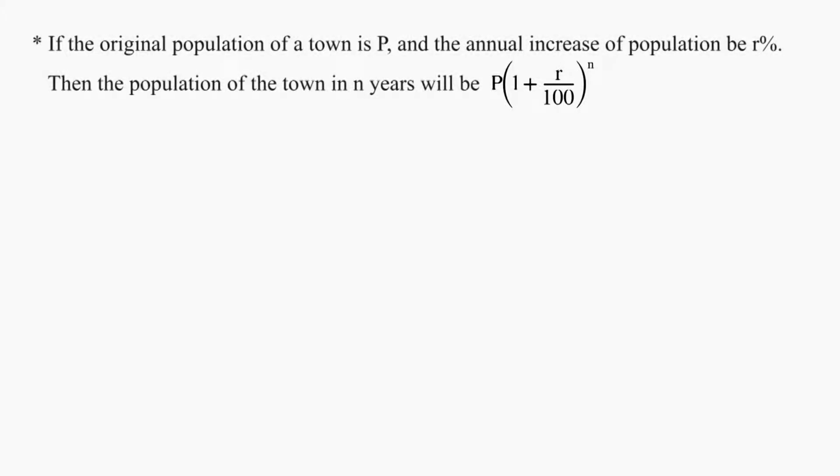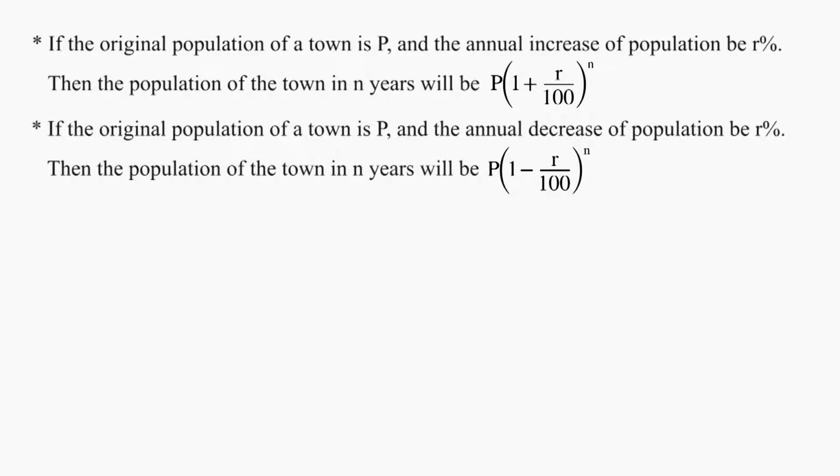If the original population of a town is P, and the annual increase of population be R%, then the population of the town in n years will be P into 1 plus R by 100 to the power of n. Alternatively, if the decrease of population be R%, then the population of the town in n years will be P into 1 minus R by 100 to the power of n. Let's be more clear by solving a problem.